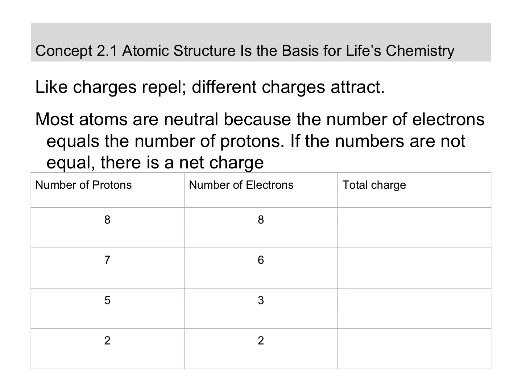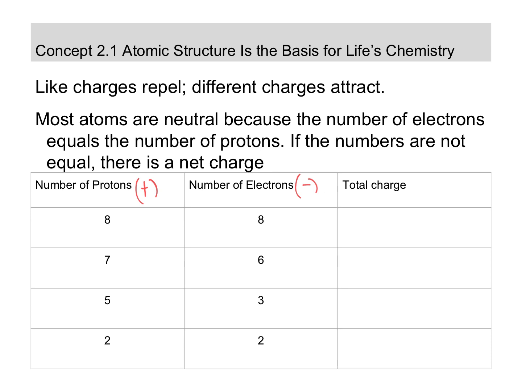Most atoms are neutral because the number of electrons equals the number of protons. If the numbers are not equal, there is a net charge. So we're going to do some practicing with the overall charges. Remember that your protons are positive and your electrons are negative. Neutrons are not factored in because they have no charge.